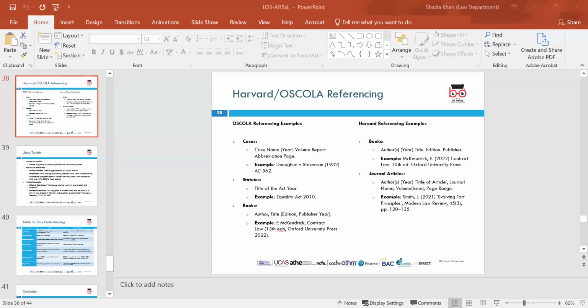So as you've got on there, OSCOLA gave us examples of cases, statutes, and books, and then Harvard referencing gave examples of books and journal articles. For example, a book would be McKendrick under Harvard referencing: McKendrick 2022, Contract Law, 15th edition, Oxford University Press. And then journal articles, how they're written as well, and how they are different to OSCOLA ones.